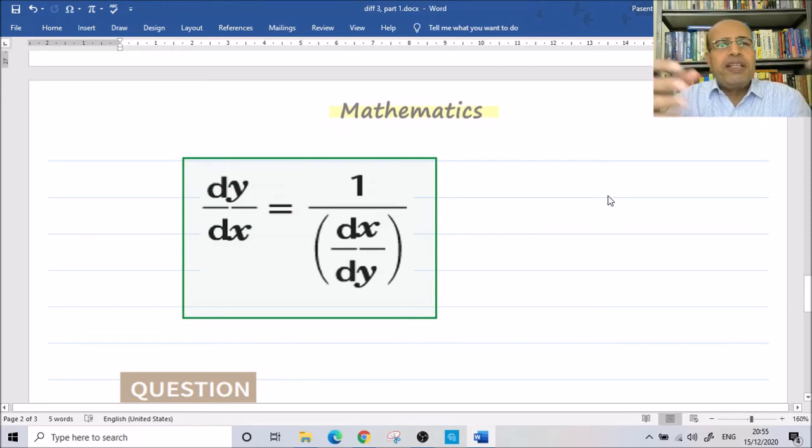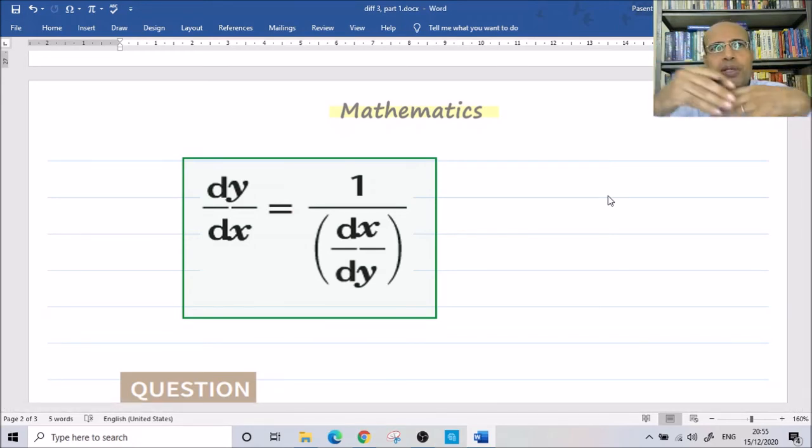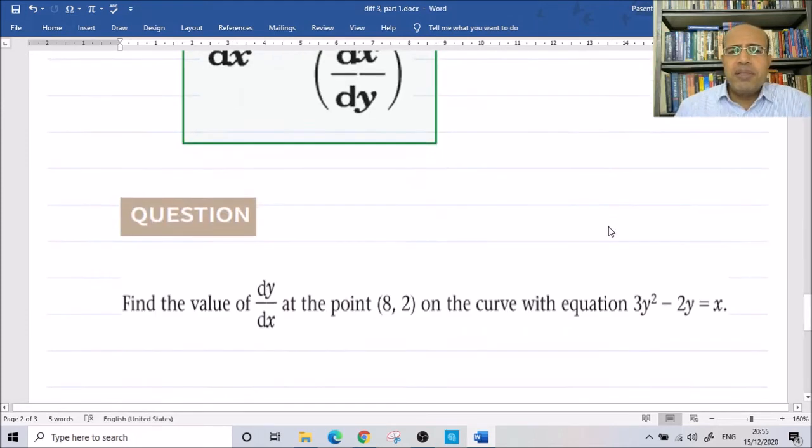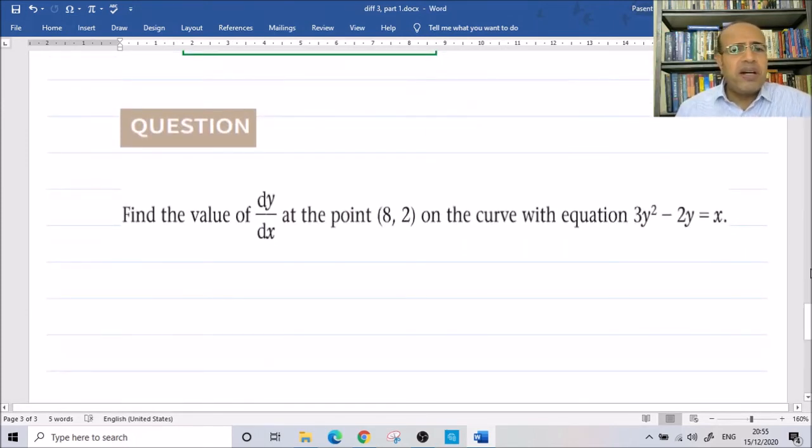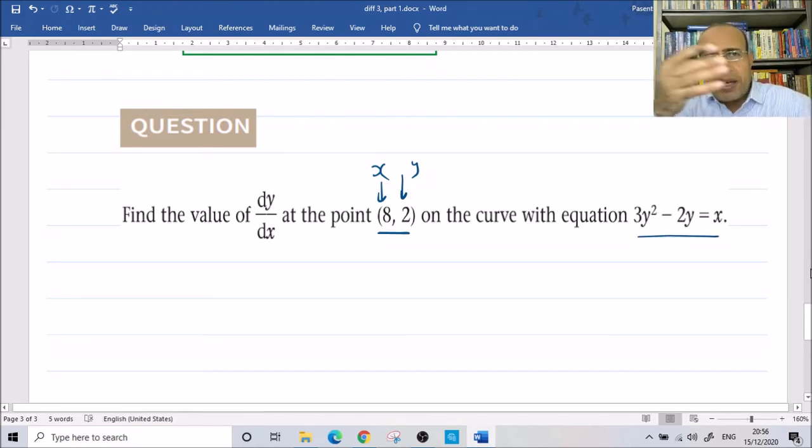We can say dy by dx equals 1 over dx by dy. When we use this formula, if it is difficult to write y as a subject, to leave y alone. For example, this. He said, find dy by dx at the point 8 and 2. So this is x and this is y. In this equation, it's difficult to write y as a subject. So how can we do this? Instead of finding dy by dx, I find dx by dy and then flip it.